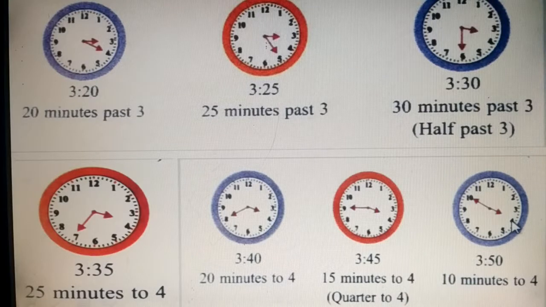It's a little close to 4, approx to 4, and the minute hand is at 10. 10 5s are 50. 3:50, or you can say 10 minutes to 4. 10 minutes to 4 means there are 10 minutes remaining for being 4. Okay, children, this is the.